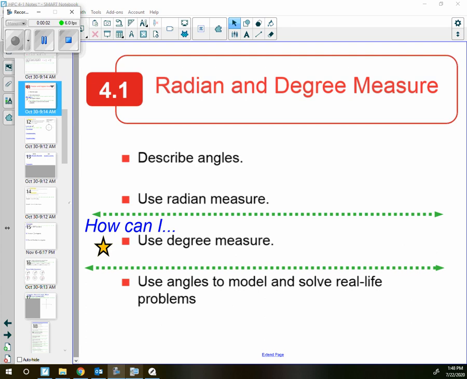Okie doke. So now we're on to 4.1 part 2. Today we're going to talk about how can I use degree measure. So all the things that you already know about degrees, one of the ways we measure an angle, and then how does that relate to what we talked about from part 1, which is radians. So we have different ways of measuring the rotation that an angle makes, degrees and radians. So we're going to talk about how we can translate between those two.